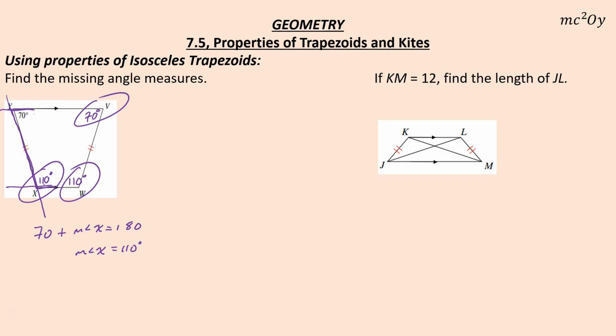All right, and if KM is equal to 12, notice this is an isosceles trapezoid again. Congruent legs. Find the length of JL. So this is 12. And therefore JL is congruent because it's a diagonal, and diagonals of isosceles trapezoids are congruent. Therefore JL is also 12. Not terribly difficult, but just important to be able to apply those.